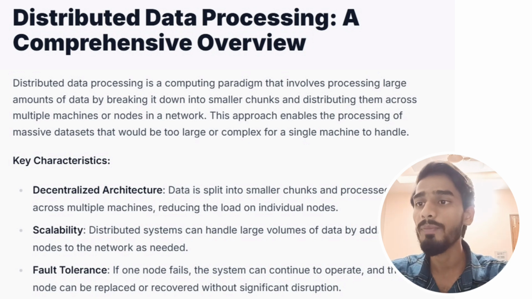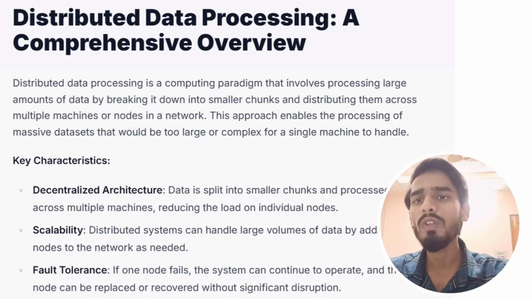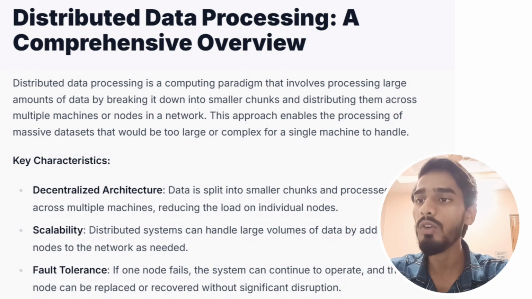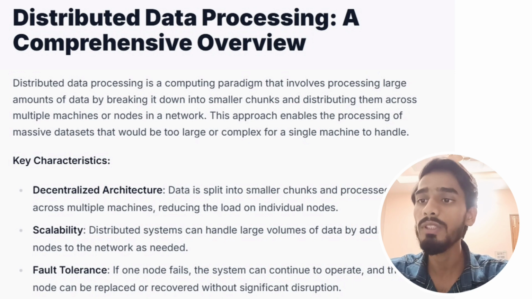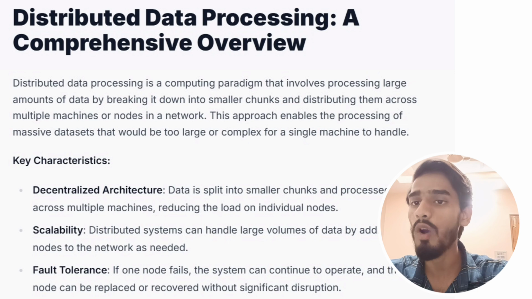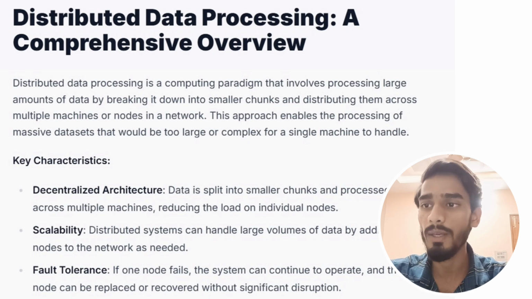Distributed data processing is a computing paradigm that involves processing large amounts of data by breaking it down into smaller chunks and distributing them across multiple machines or nodes in a network. This approach enables the processing of massive data sets that would be too large or complex for a single machine to handle.